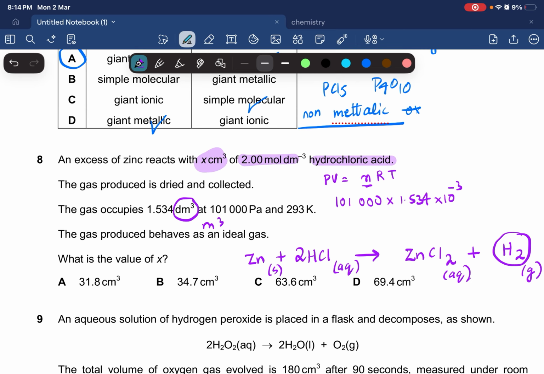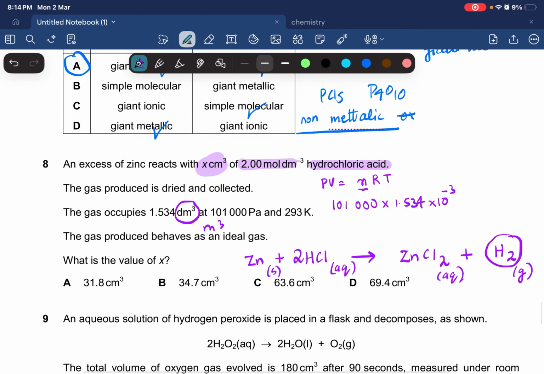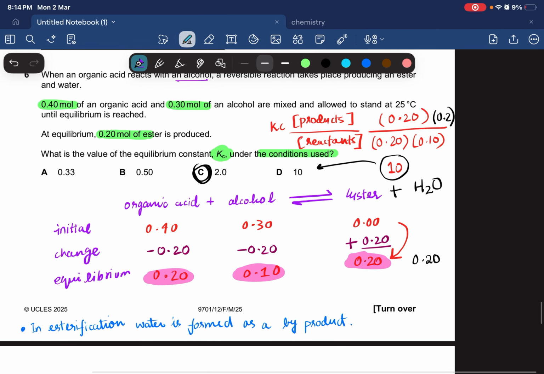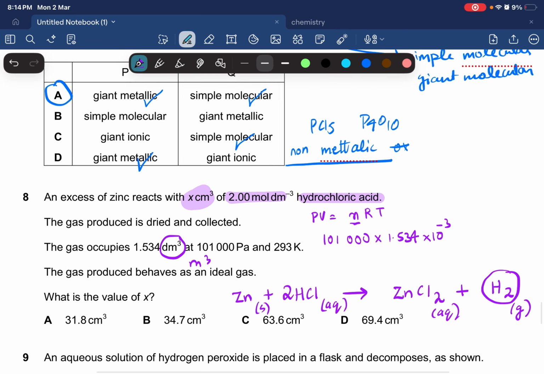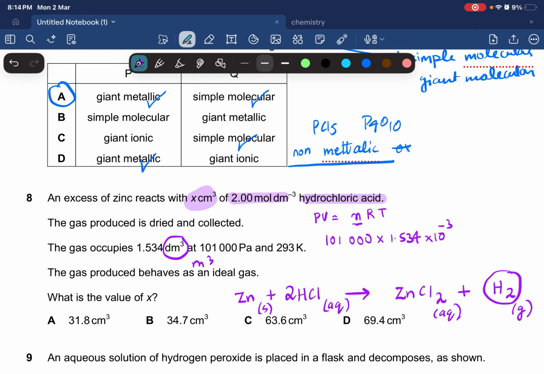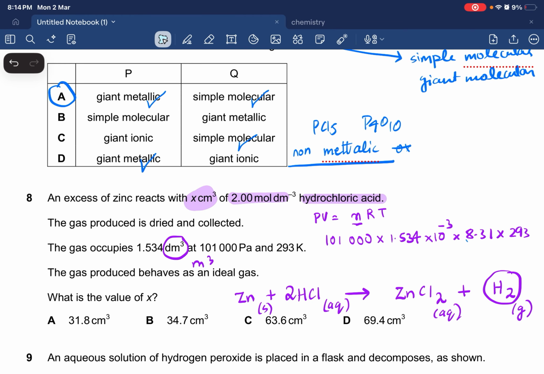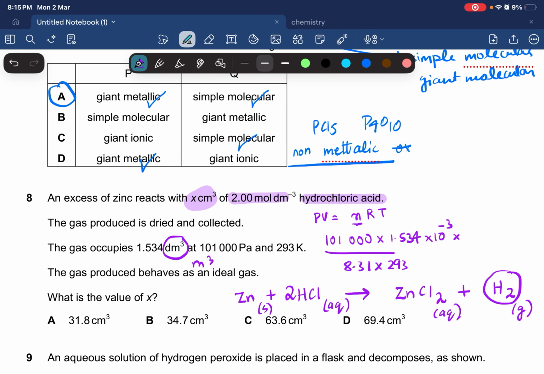These are the only petite, tiny things that cut off your marks, like the esterification thing, where it's such a small thing that water is produced. We all know water is produced, but we tend to forget these things and lose marks. So over here, PV equals nRT, where R is the general gas constant, 8.31, times the temperature, 293 Kelvin. If we rearrange it, R and T come down here with a line in between, equals n.